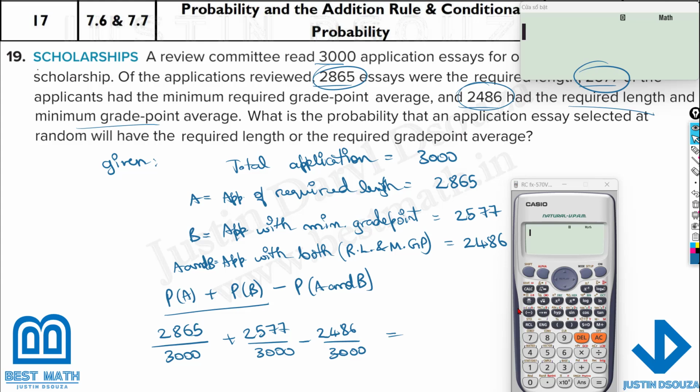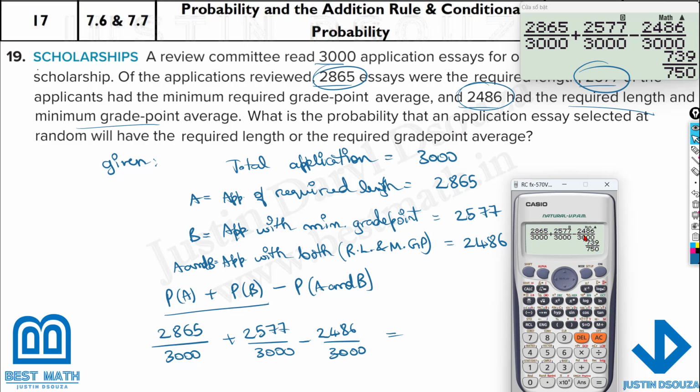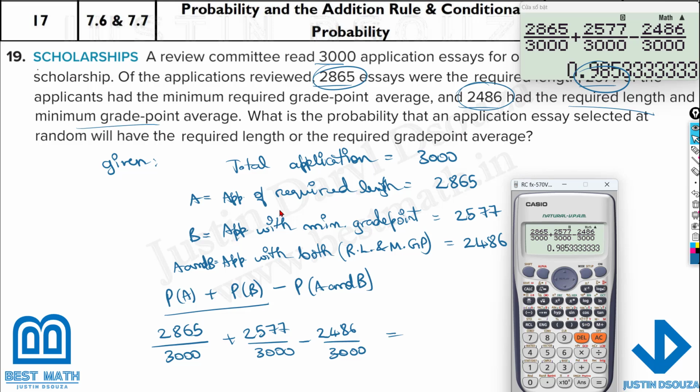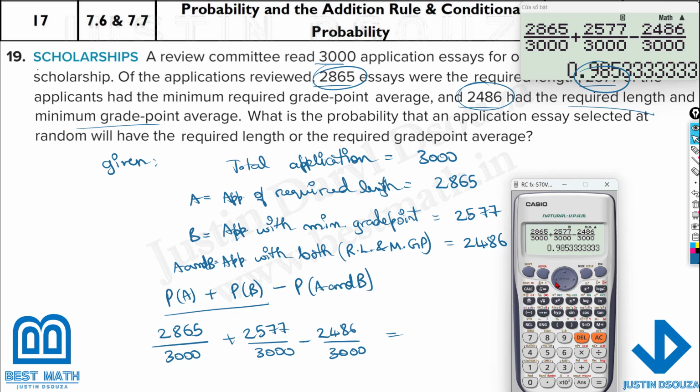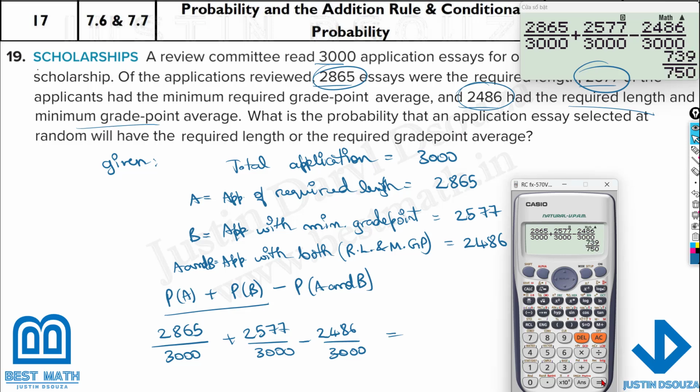So let's type out what is known. It is 2865 by 3000. Next, it's adding with 2577 by 3000, minus the common terms, 2486 by 3000. So that's the answer. It is 739 by 750. You can write it as a fraction. Since it's a writing exam, you can write it like this or you can write it in percentage. It's up to you. If you write this as the answer, you must get full marks. So no problem. This is the correct answer itself in fractions.